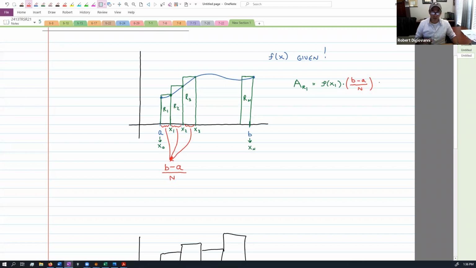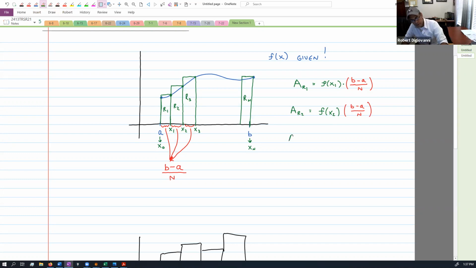That's just the area of rectangle 1. What's the area of rectangle 2? Would be f of x2 times b minus a over n. Yeah, so the only difference between these two formulas is that instead of plugging in x sub 1 to get the height, we're going to plug in x sub 2 to get the height. The width is the same. So it's that, and then b minus a over n again.